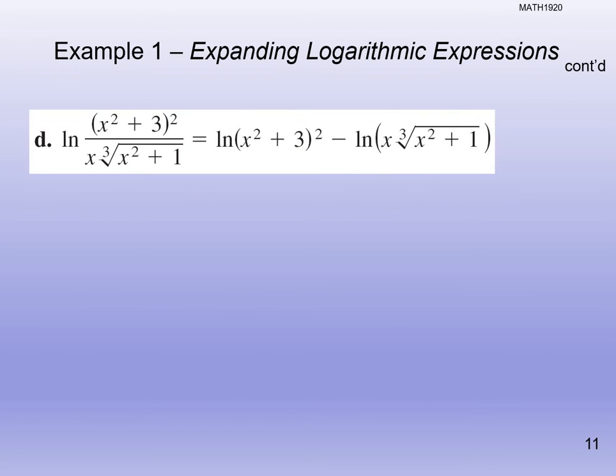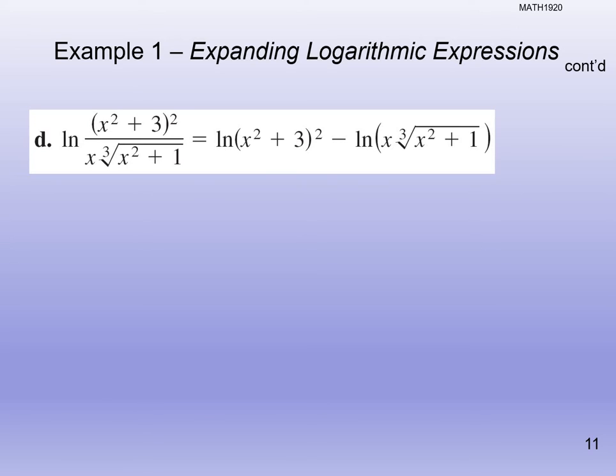Okay, and maybe one that gets a little bit more complicated here. If we start out and we have the natural log of the quantity of x squared plus 3 squared, all right, quantity squared, divided by x times the cube root of x squared plus 1, the first thing that we should undo is that quotient piece. So we're going to rewrite that as natural log of x squared plus 3 quantity squared minus natural log of x times the cube root of x squared plus 1. Now we've got a whole lot going on here.